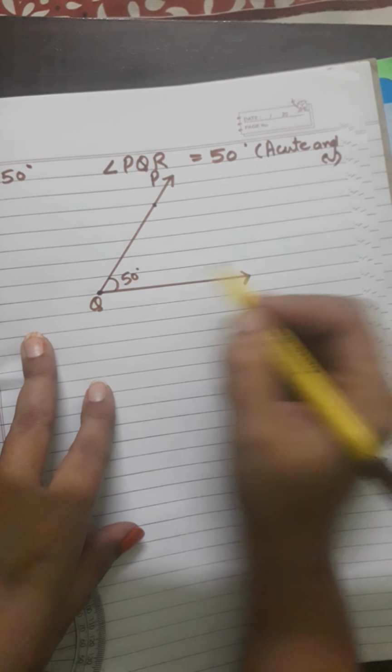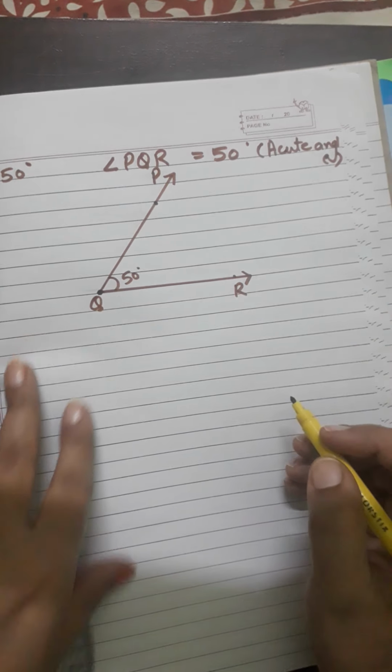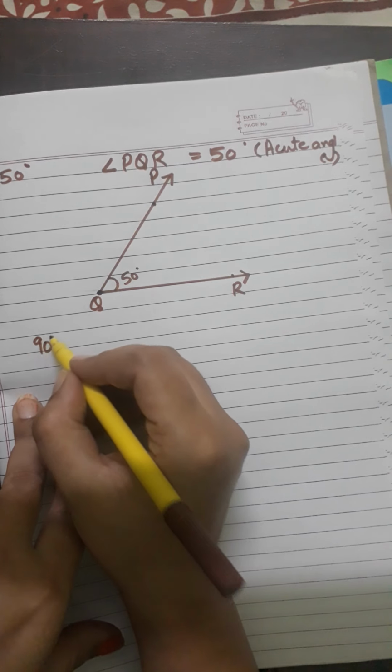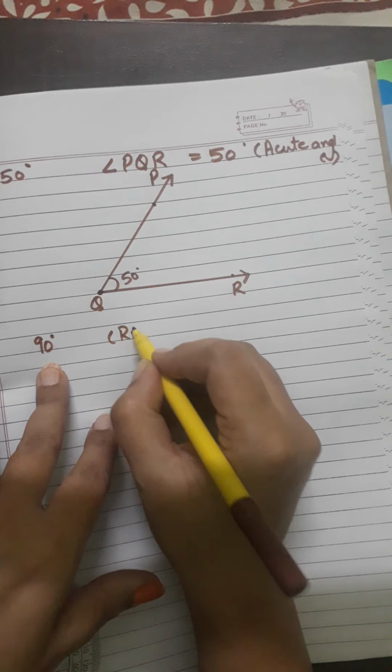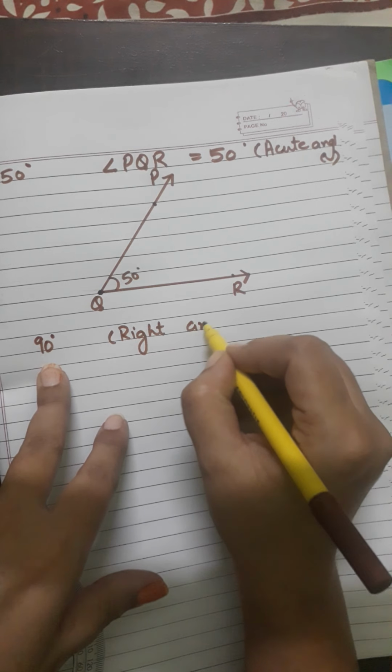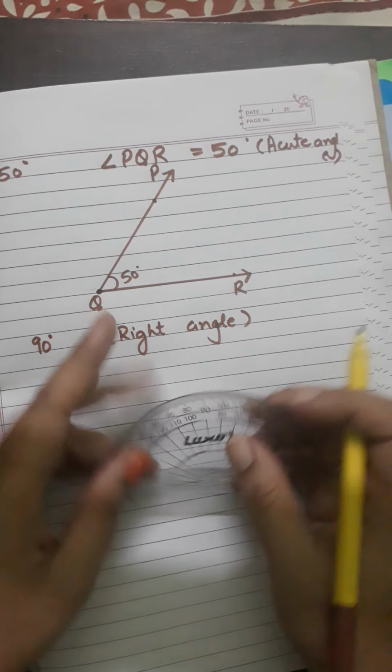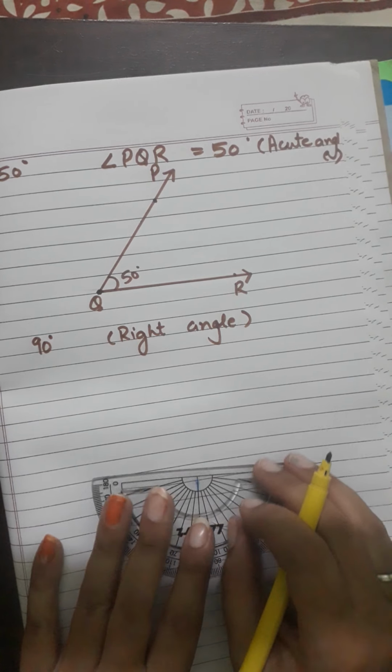P in the center, Q, and here it is R. Similarly, now we will make a 90 degree angle. 90 degree, it is your right angle. So how to make it? First of all, the steps are very easy.